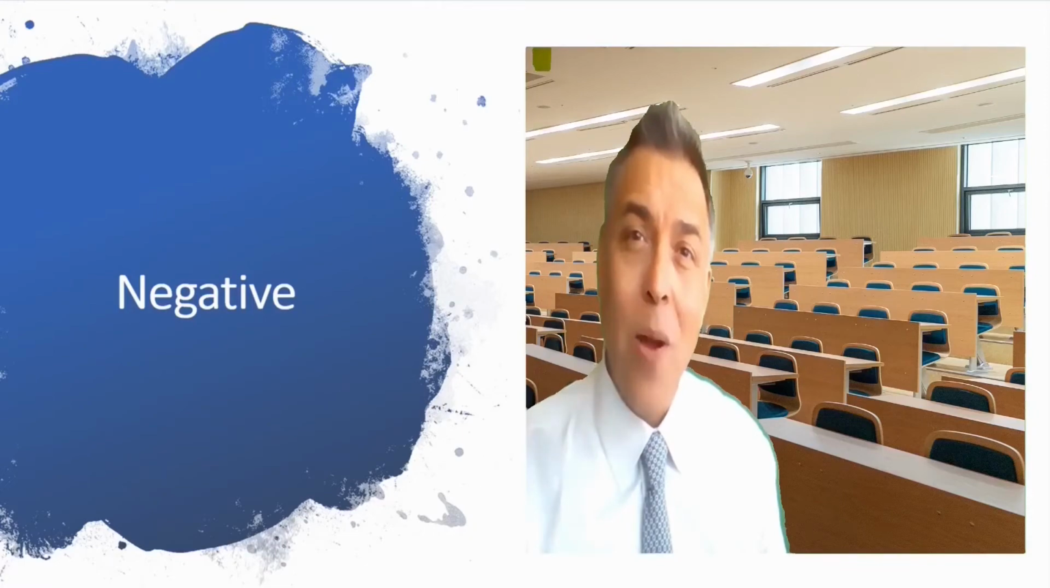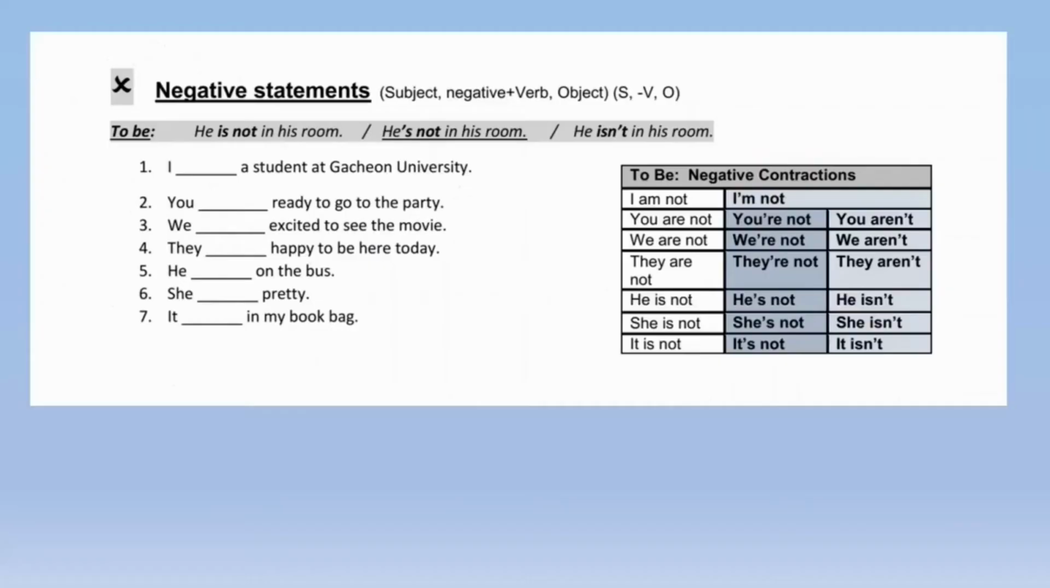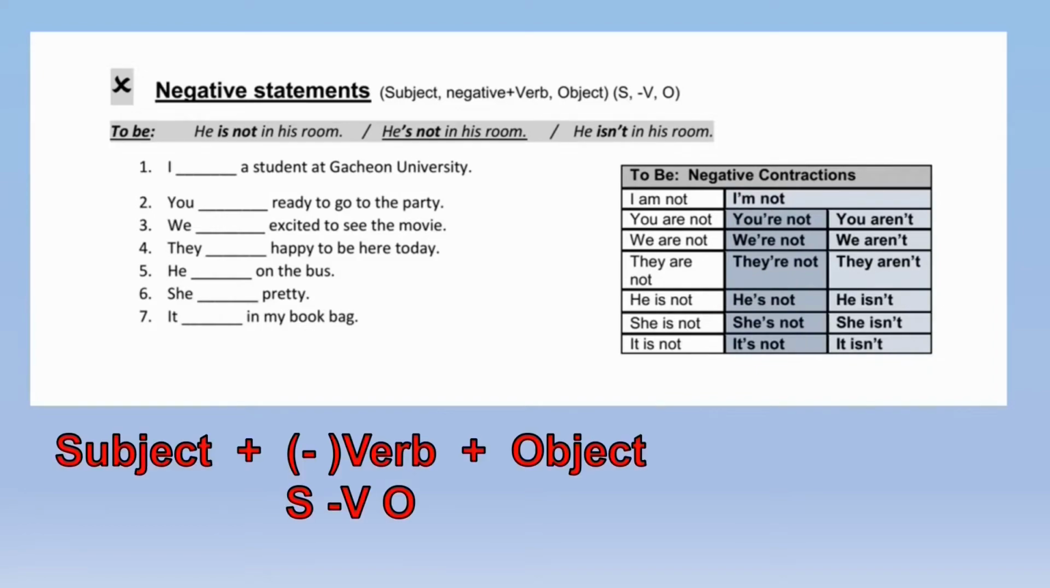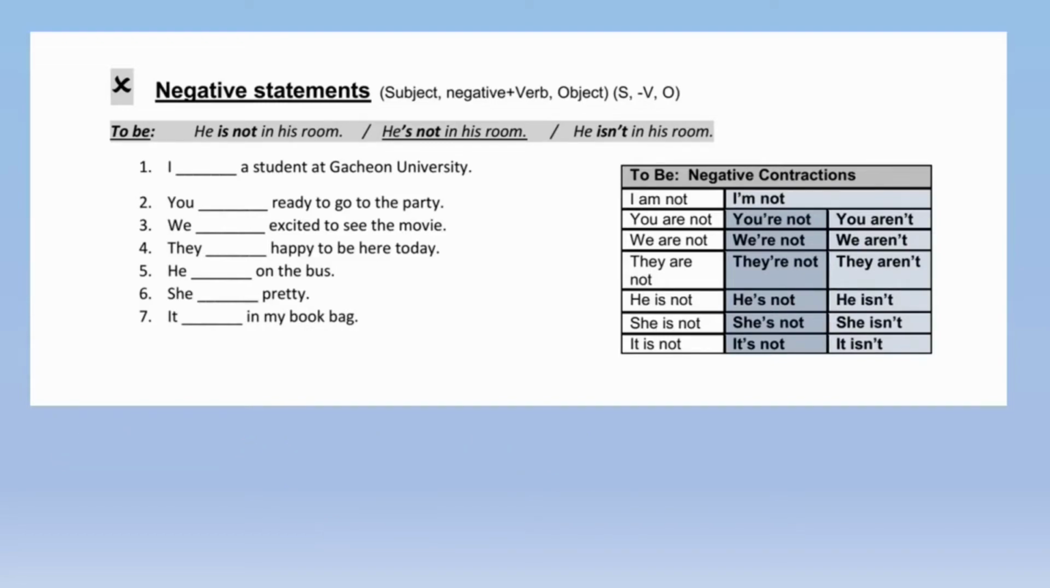Right now, let's talk about the negative form. Negative statements of the verb to be have a subject, a negative plus a verb, and an object. S, negative V, O is the sentence structure for simple sentences. For example, he is not in his room. He is the S, the subject. Is not is the negative verb, and in his room is the object.